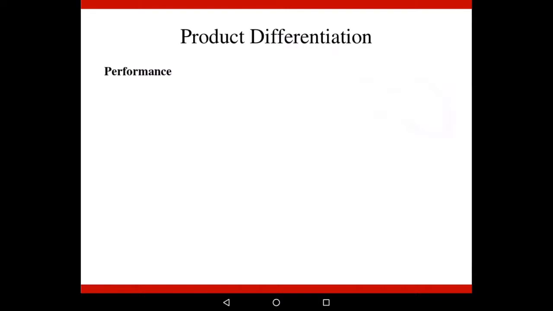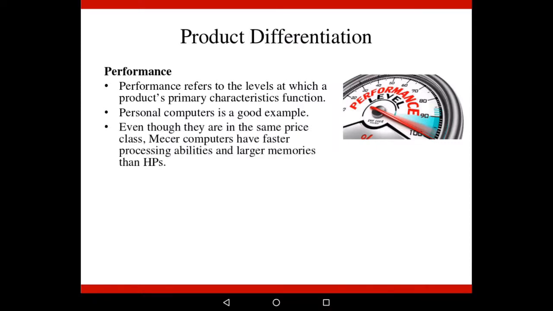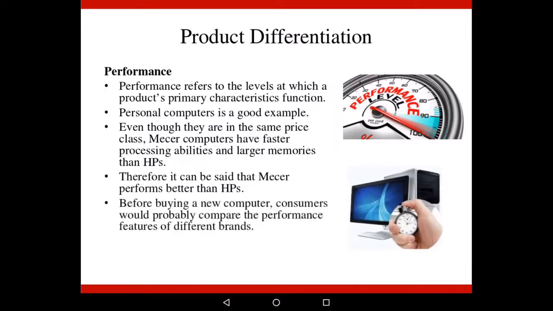Okay, then we have performance. So performance refers to the level at which a product functions. Usually its primary characteristics, its primary features. So personal computers is a good example. Even though they are in the same price class, Mesa computers have faster processing abilities than HPs. Therefore, it can be said that Mesa performs better than HPs because it's in the same price class. Before buying a new computer, consumers would probably compare the performance features of different brands by testing them. They may even be prepared to pay more for a better performing computer, one that's faster.